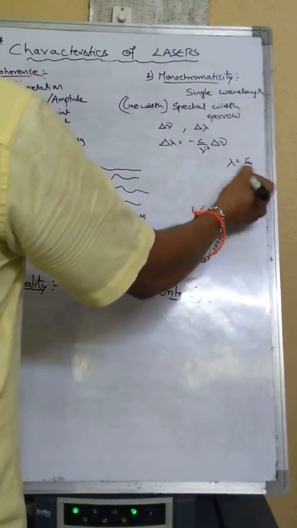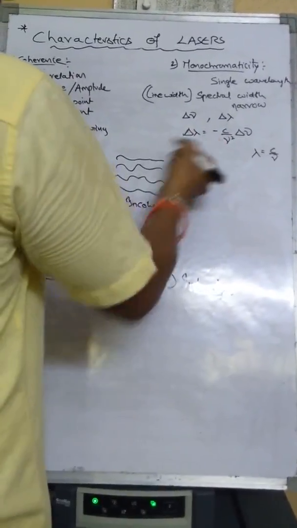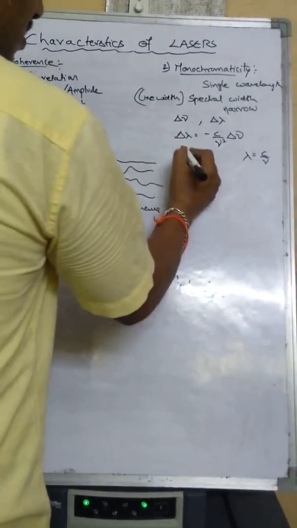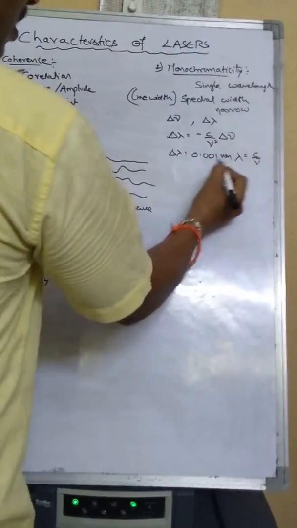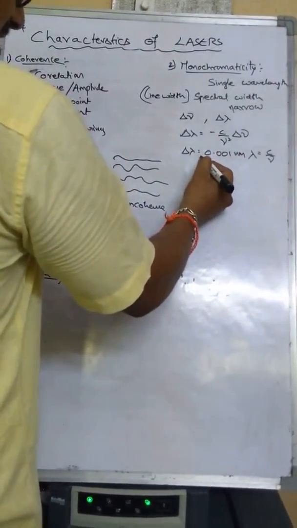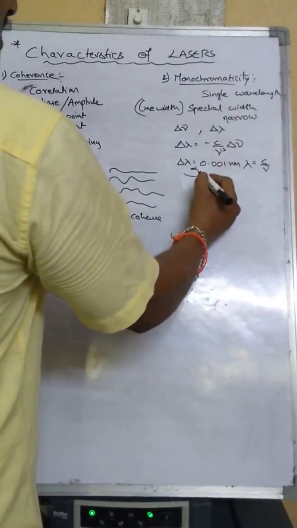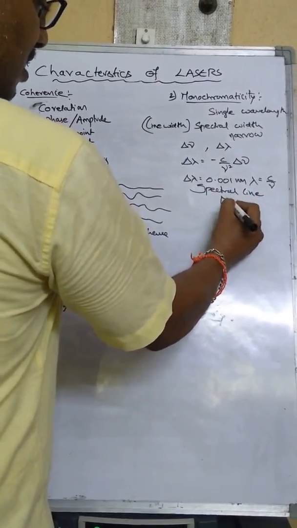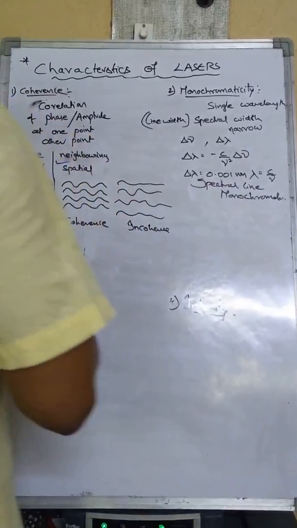So if we differentiate, we will get the above equation, represented with a delta rather than the differentiation symbol d. This delta nu for a laser will be very narrow and very low, in the order of 0.01 nanometer, which indicates that this is not of two spectral lines, but almost a single spectral line. As I am saying that it is a single spectral line, it is of a single color, which is called monochromaticity. Alright.